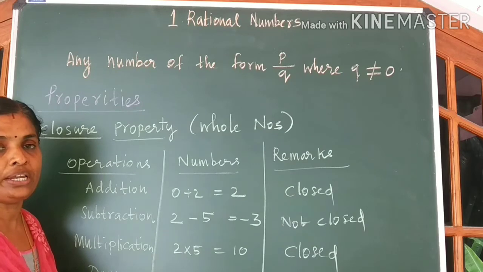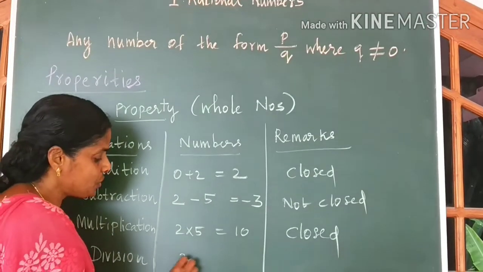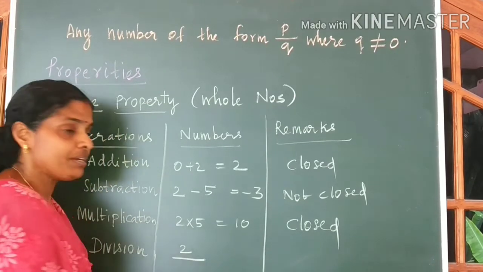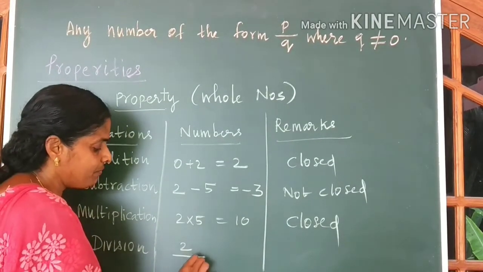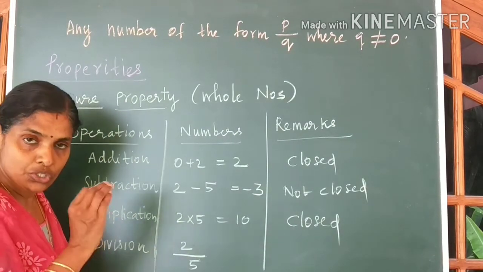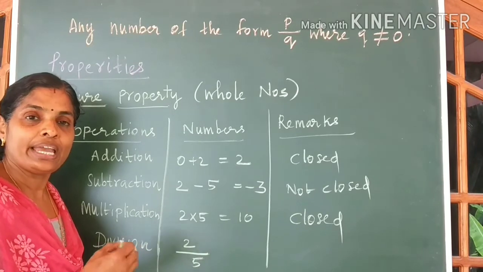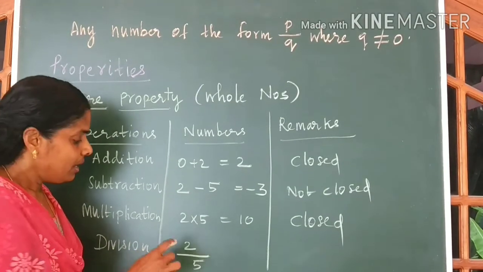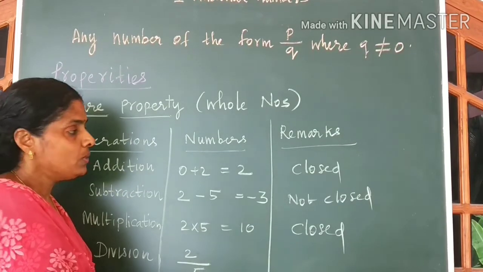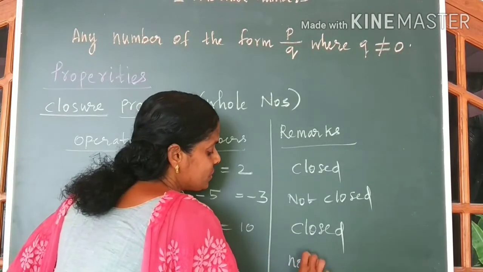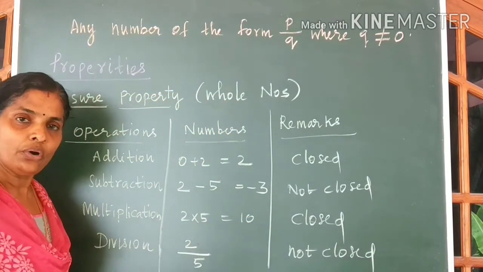What about division now? Take a whole number. Let us take for example 2. Let us divide it by another whole number. Let us divide it by 5 itself. Okay, 2 divided by 5. What do you get? You get a fraction. Can you call a fraction to be a whole number? No. So we can say division is not closed in the case of whole numbers.